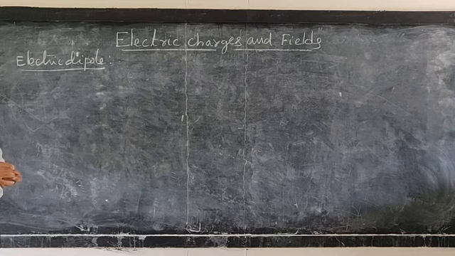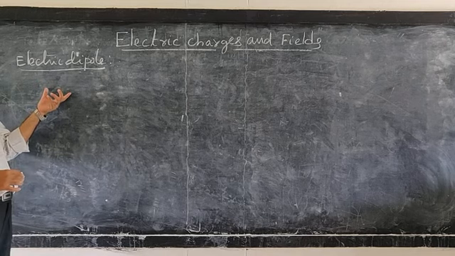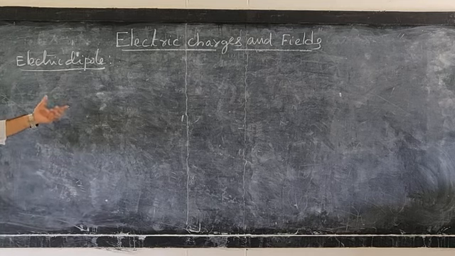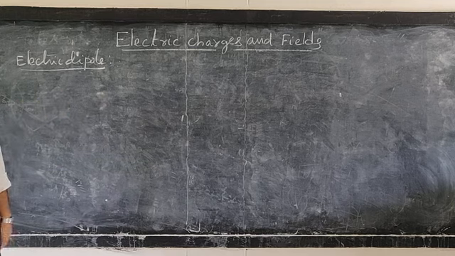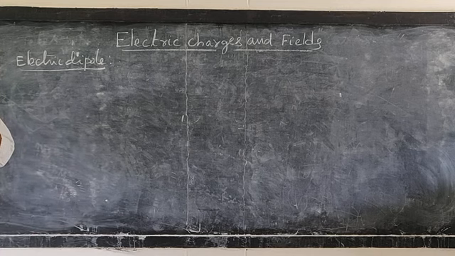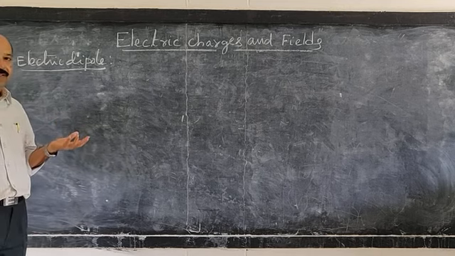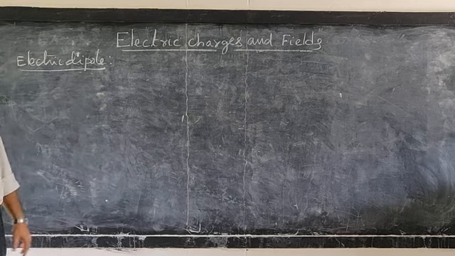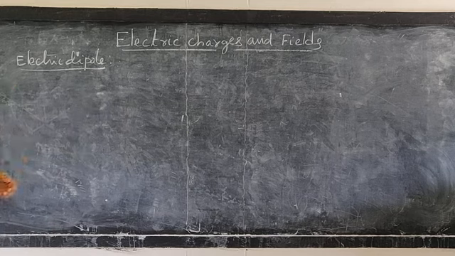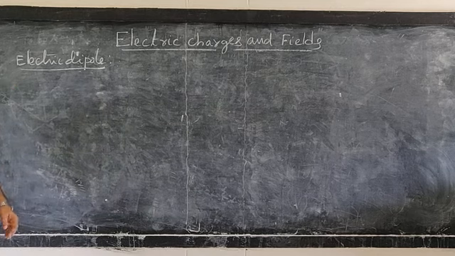So today we will discuss first about electric dipole, and we will derive equations for the field strength due to a dipole at a point on the axial line and at a point on the equatorial line. Then we will go for the electric flux, and then continue with Gauss's law, because flux is related to Gauss's law. That topic I will tell you later. So let us continue our electric dipole concept.